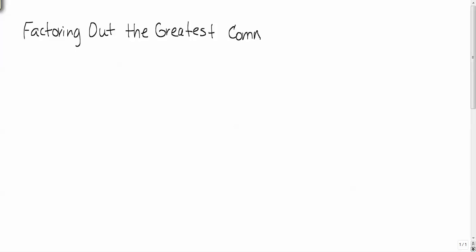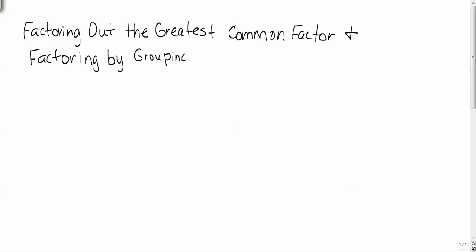Okay, factoring out the greatest common factor. And factoring by grouping. Now, this is the first two types of factoring that we're going to go over. And we're going to begin with factoring out the greatest common factor.